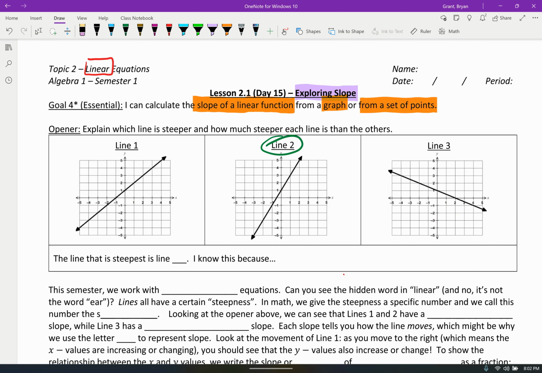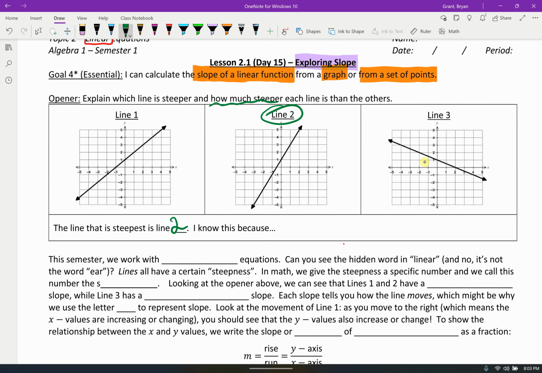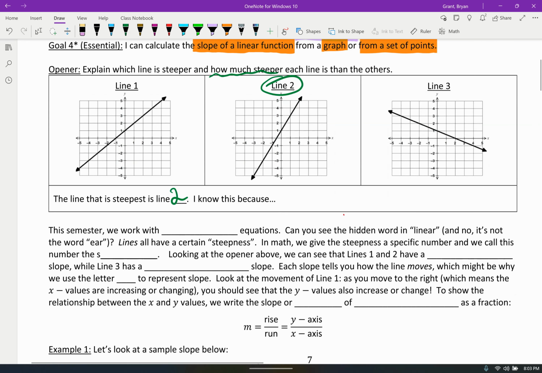But there's 2 kind of overarching questions here that we're going to have to answer. We know that line 2 is the steepest, but the first question is, how much steeper is line 2 than line 1? And then the second question is, how do we compare lines that go in different directions if we want to talk about their steepnesses? So let's set the stage.